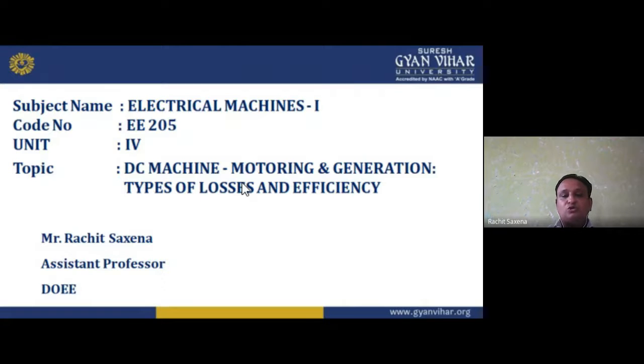We have understood so many things, and the basic example in the closed loop is the motor. Then unit number 3 is DC machine basics. Fourth is also DC machine, but in the fourth we have motoring and generation. In the DC machine we have studied two types of machine: one is the motor, another is the generator. Motor and generator both are rotating machines. Transformer is not a rotating machine.